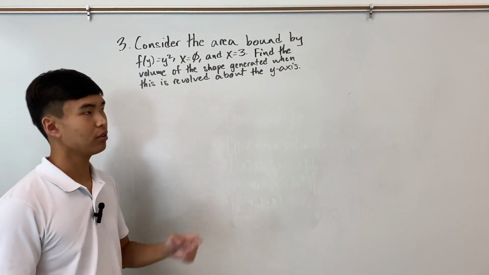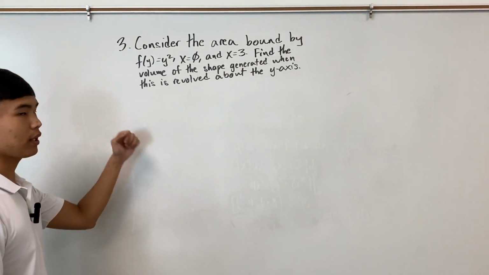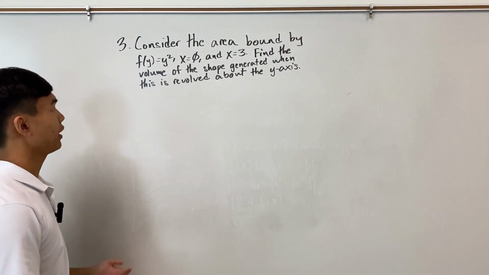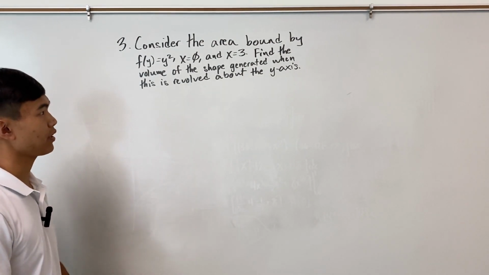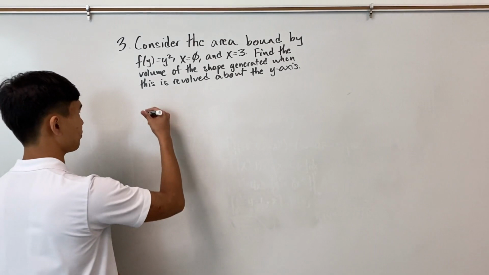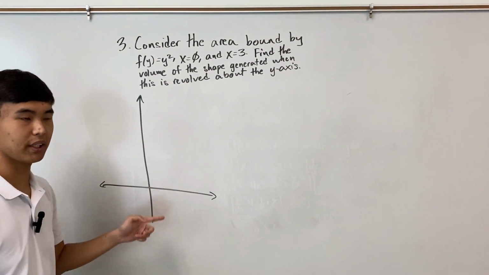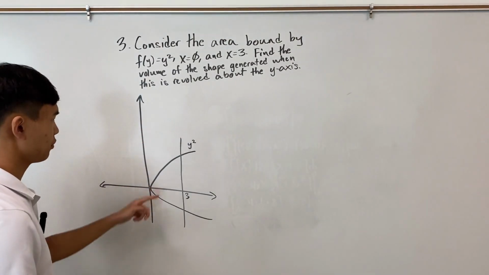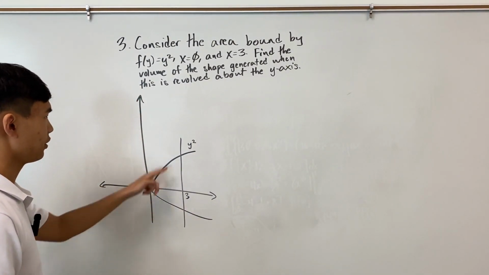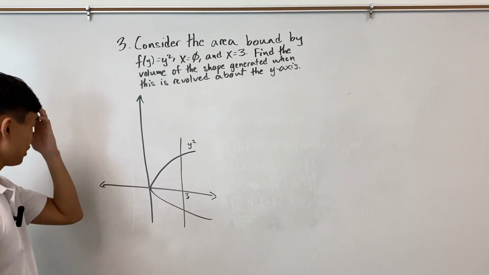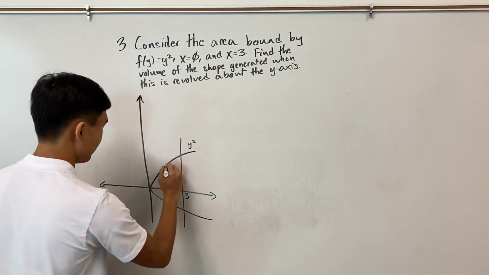For our third example, we're in terms of y. We're asked to consider the area bound by f of y equals y squared, x equals 0, and x equals 3. So let's consider it. I'm going to draw these on the plane to show you what it looks like. So here's y squared, this is x equals 0, and here's x equals 3. So we're asked to consider this area.